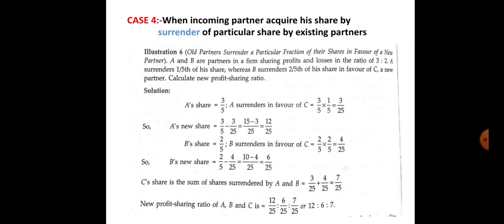It means 12:6:7. In this case we have seen that the surrendered share was given to you, and first we have to calculate what would be the share of sacrifice that the existing partners made. A sacrificed 3/25, B sacrificed 4/25.